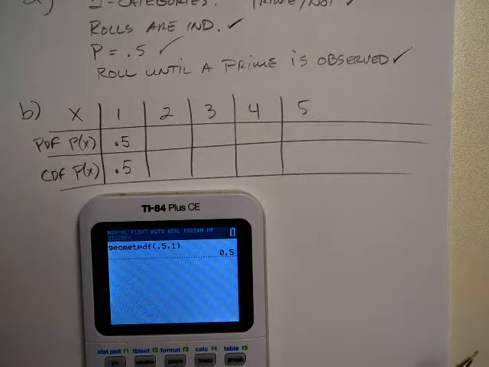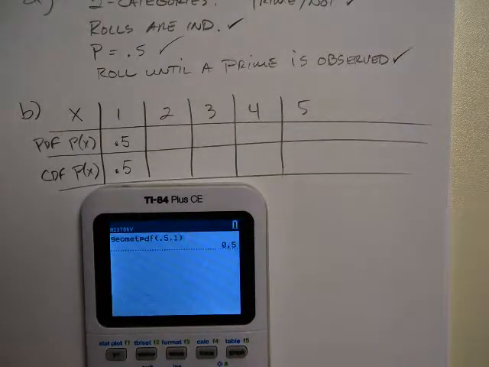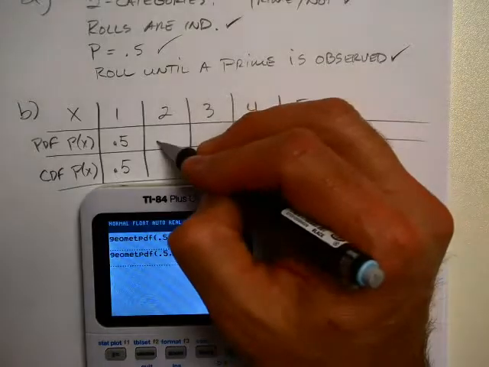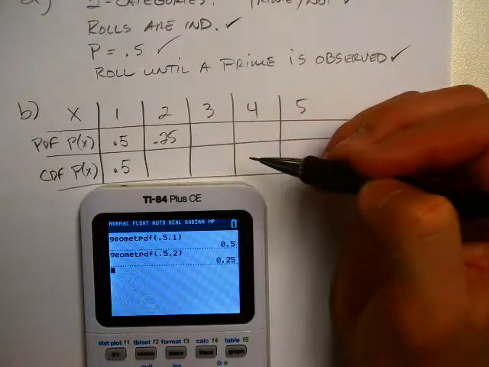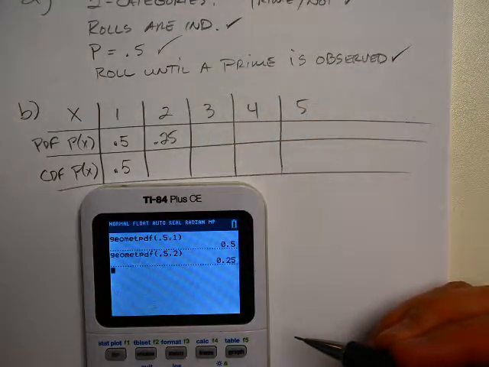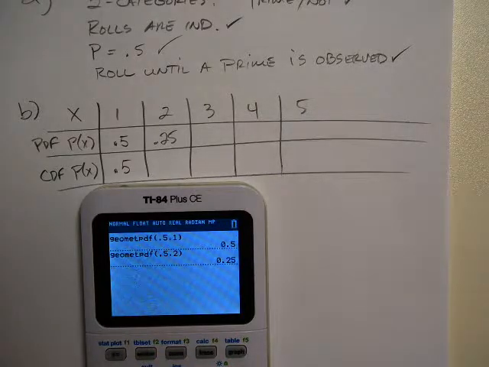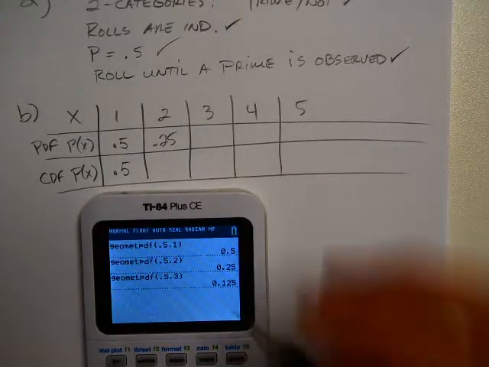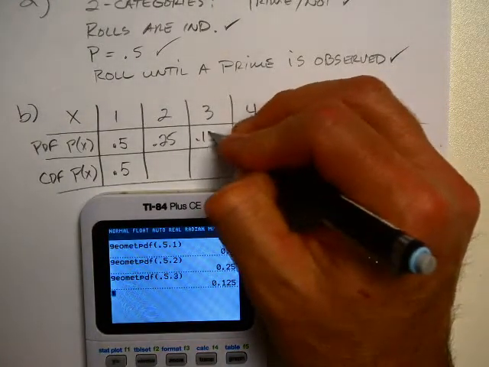What about the second roll? Let's stick with that PDF. I'm just going to copy that guy and change the 1 to 2. And I get 0.25. So there's a 25% chance that it happens on exactly the second roll and hasn't happened in the past. Let's keep going here. I'll change that to 3. 0.125.